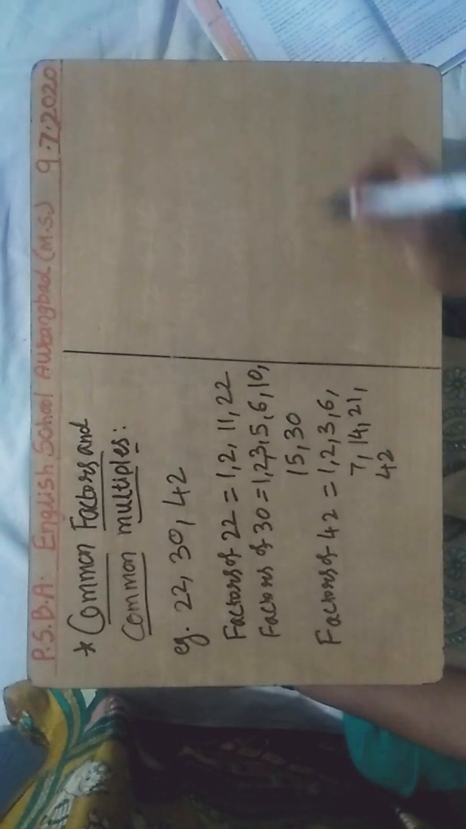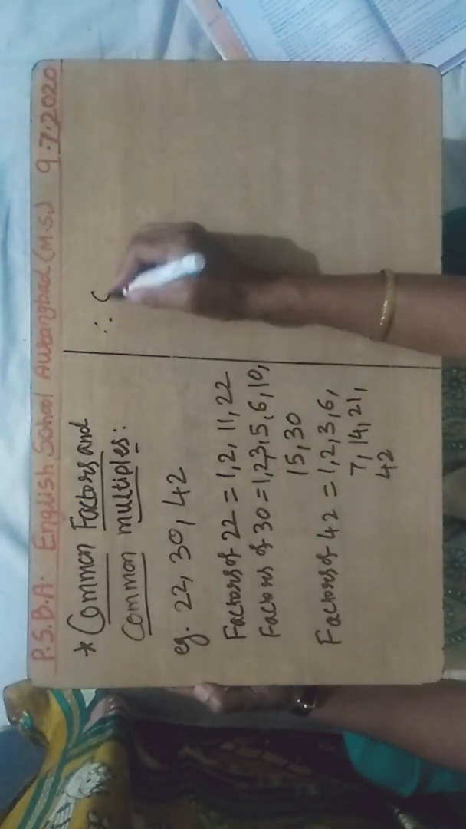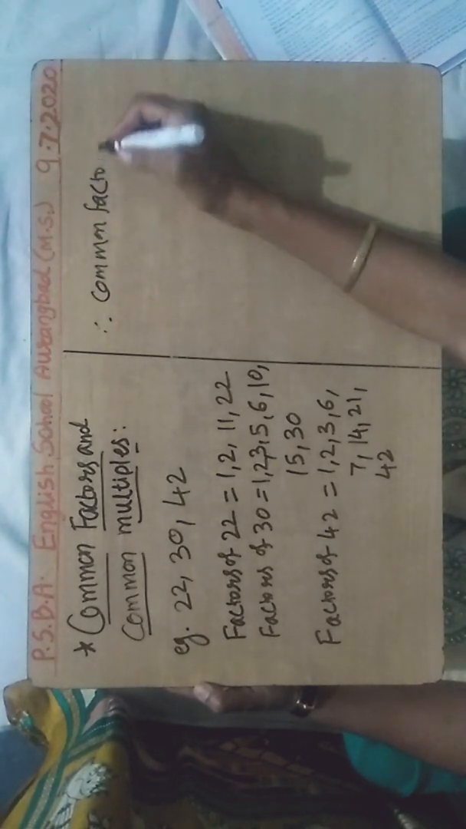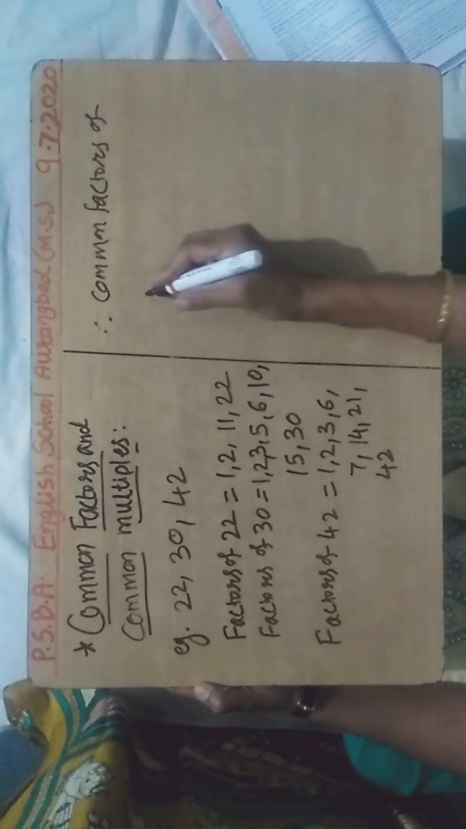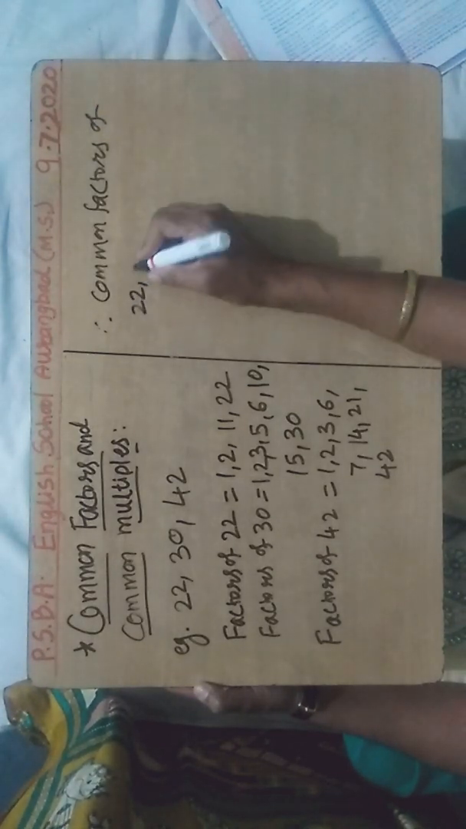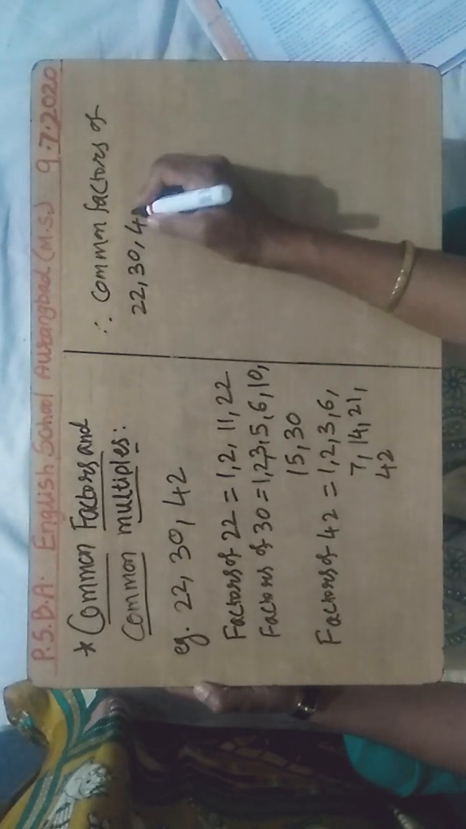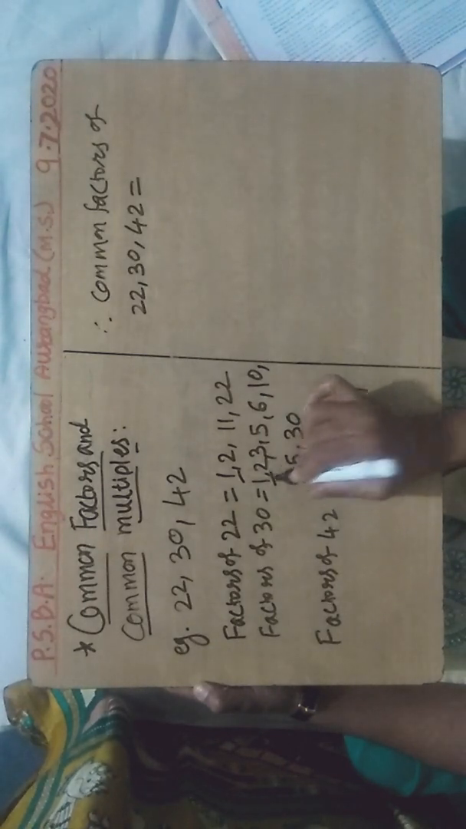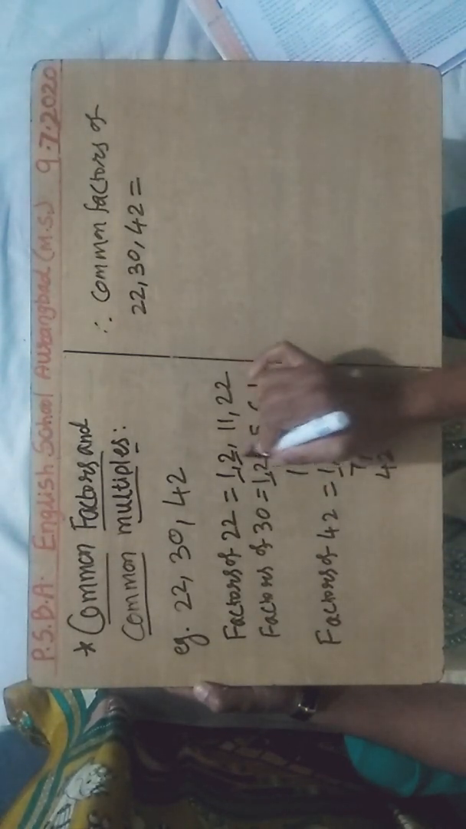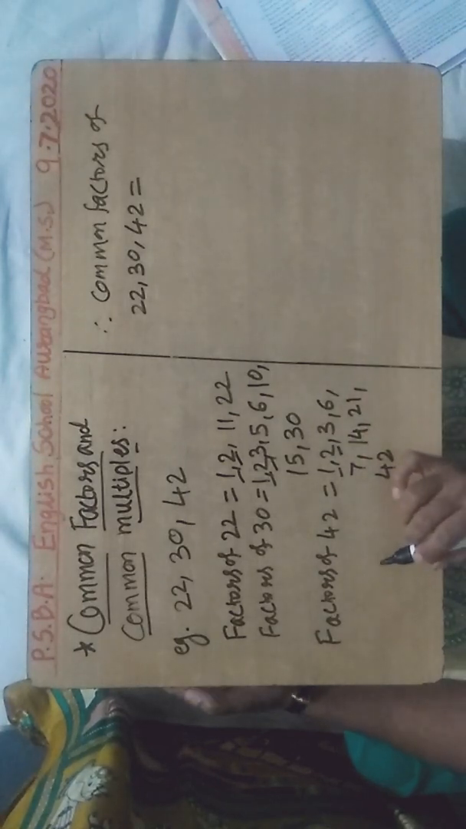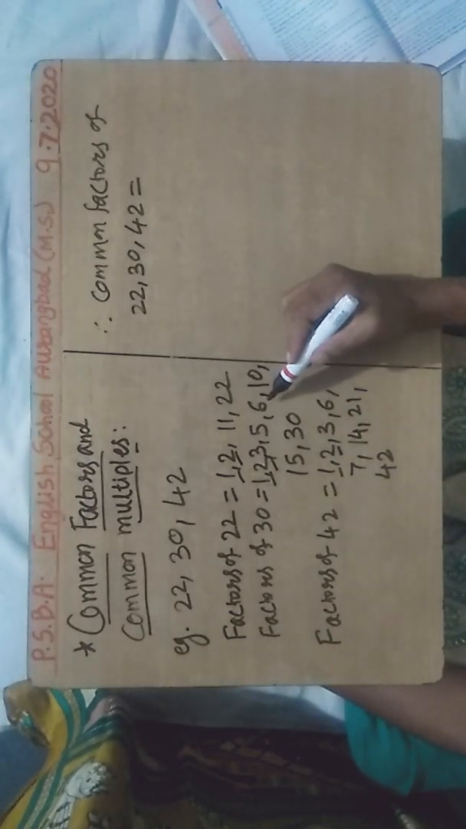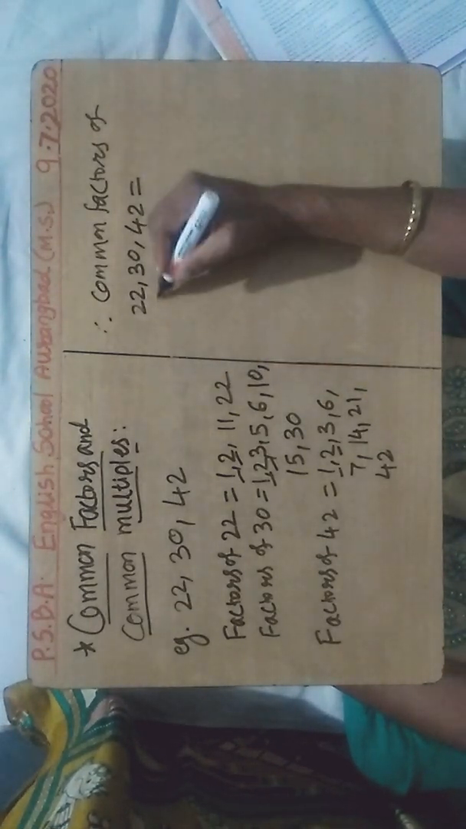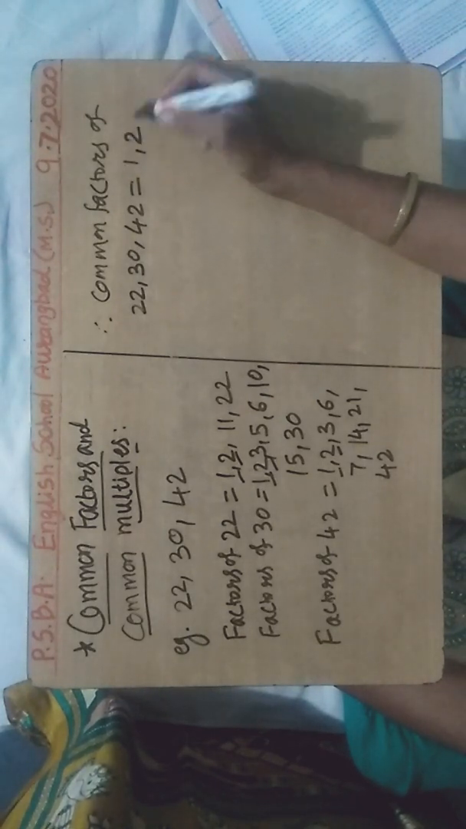Now what will be the common factors? Here we can write, therefore common factors of 22, 30 and 42 are, I will underline the common factors. 1, here is 1, here is 1, here also 1, here is 2, here is 2 and here also 2. Okay, other than this 6 is here and 6 is here, but 6 is not here, so it will not be the common factor. So common factors of these three numbers are 1 and 2.